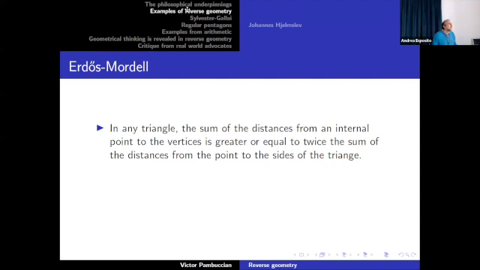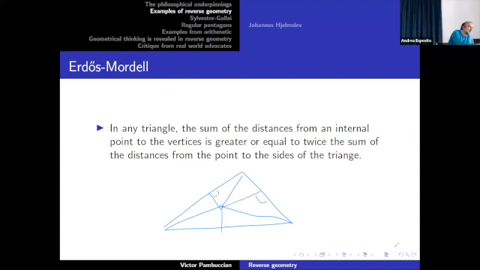Let's do some drawing here. So I have a triangle and a point inside it. I join the point with the vertices, and then I drop the perpendiculars. The sum of these, so let's say PA plus PB plus PC is greater or equal than twice the sum of these.